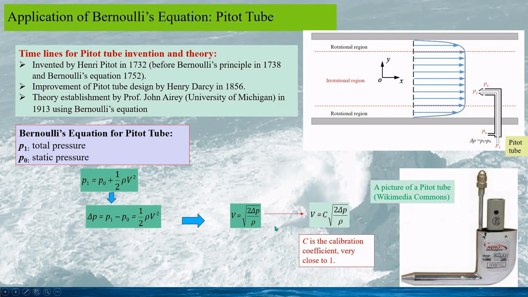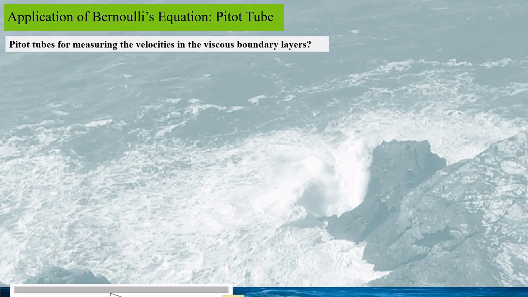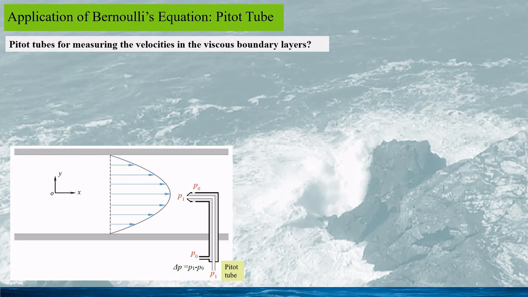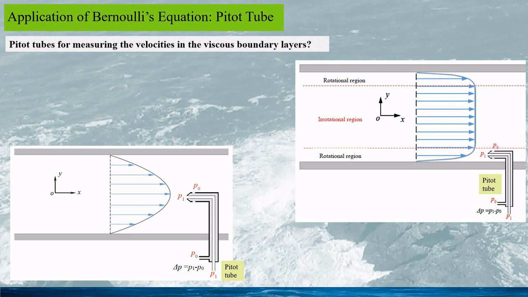From this, we can easily calculate the fluid velocity as this. However, for practical application, Pitot tube might need to be calibrated, and the calibrated coefficient C here would be very close to 1. In this slide, Pitot tubes are used to measure the fluid velocities in viscous flow. As this, use a Pitot tube to measure the velocity of the Hagen-Poiseuille flow, or use the Pitot tube to measure the flow velocity in the boundary layer. The question is, are these two measurements using the Pitot tubes correct?